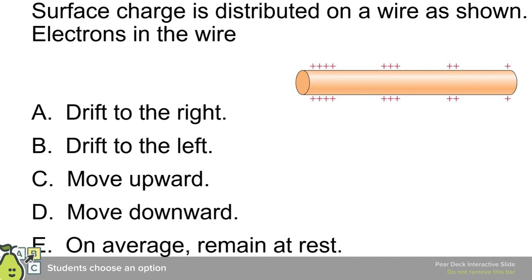All right, surface charge is distributed on a wire as shown. The electrons in the wire do which of the following? Well, we know they drift. They certainly don't move upward or downward. And there is a net field on them, so they don't remain at rest. And of course, negative charges move against fields. So we know there's more field pointing this way, so the negative charges move that way, which is leftward.